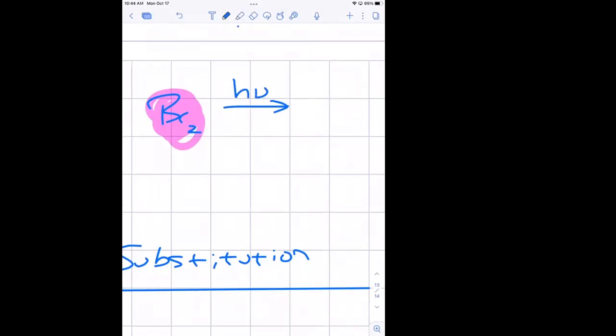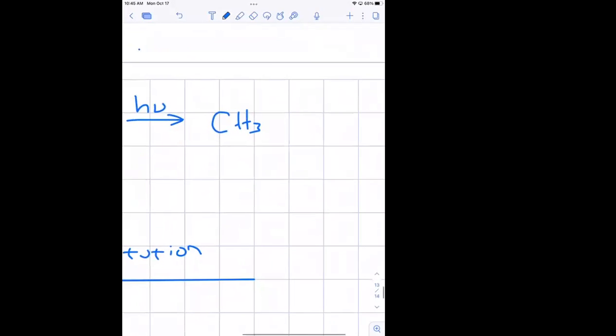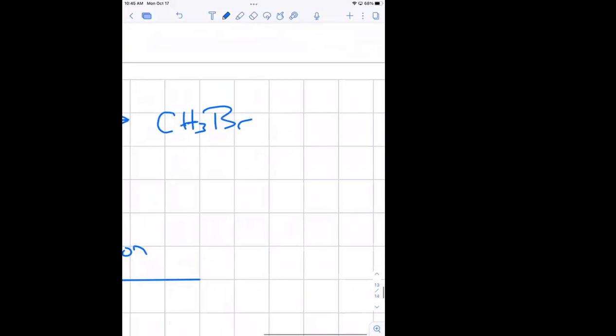Y'all remember that equation from GChem? Energy of a photon: E equals Planck's constant times the frequency of the radiation, which is c over lambda, the speed of light divided by the wavelength. You can substitute it in. But when you see that, that's a dead giveaway that the reaction is a radical reaction. Anytime you see h nu present, that's telling you that your reaction is going to be radical. So then this is going to end up giving me CH3Br plus HBr.